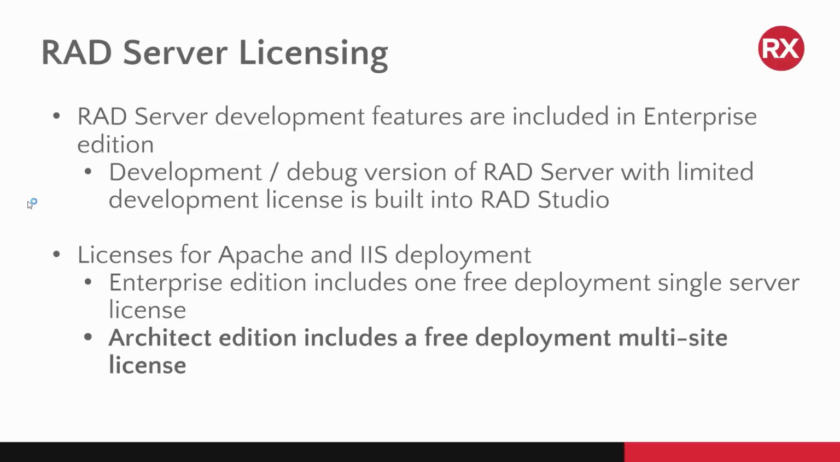The Enterprise Edition of RAD Studio includes a single site deployment license for RAD Server. So if you're using it for your internal company, you can deploy it on one location, while the Architect Edition includes free deployment and multi-site deployment. So you can deploy both in-house, on your customers' locations, or in the cloud with multiple separate configurations.